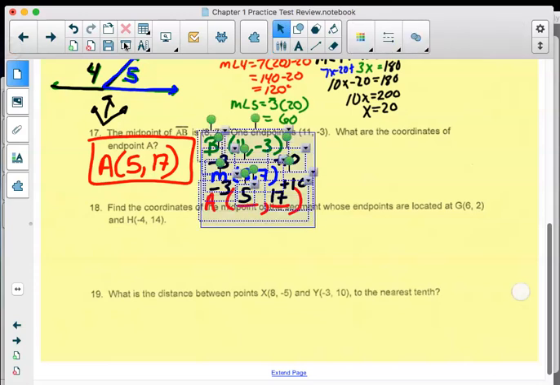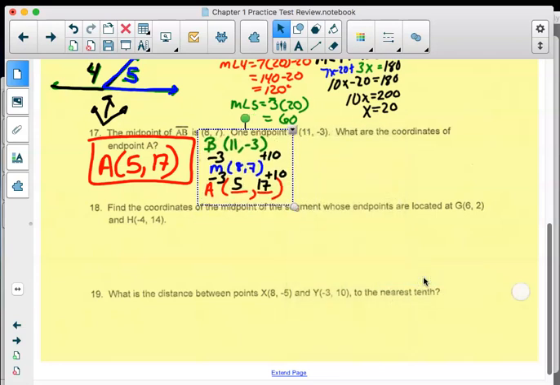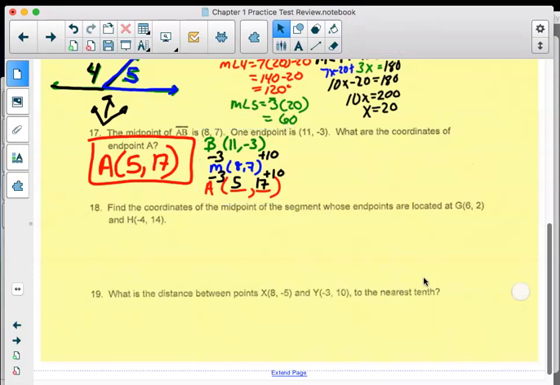Now, these are important that you read carefully. And I know you're like, oh, Bloom, come on, I can read. Number one test mistakes are when people rush. So always read the question, answer the question, then reread it. So I was given in this problem 17 the midpoint of AB, which is (8, 7). One endpoint, (11, -3). What are the coordinates of the other endpoint?